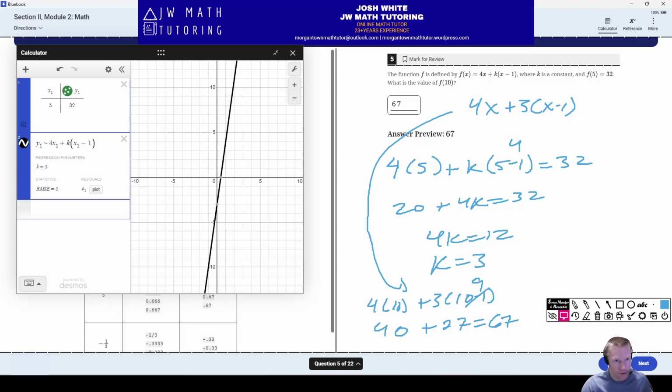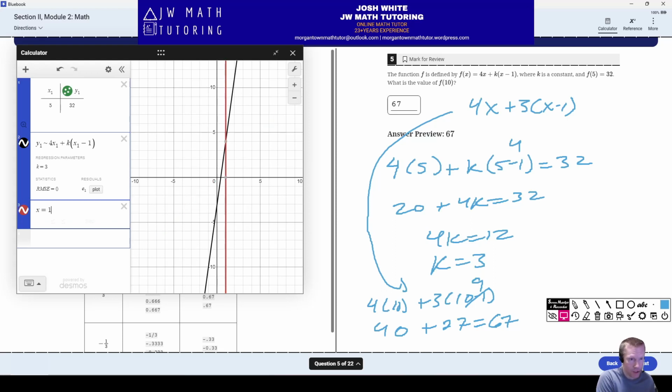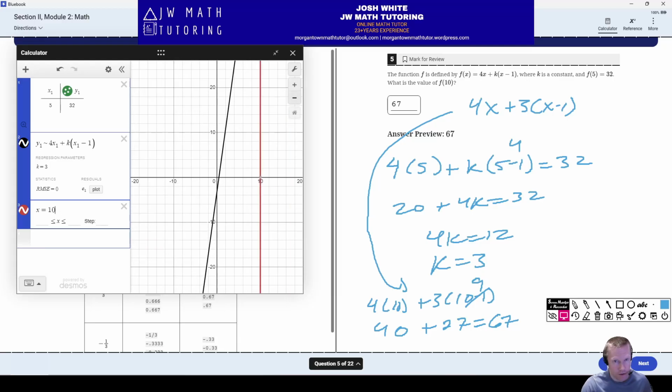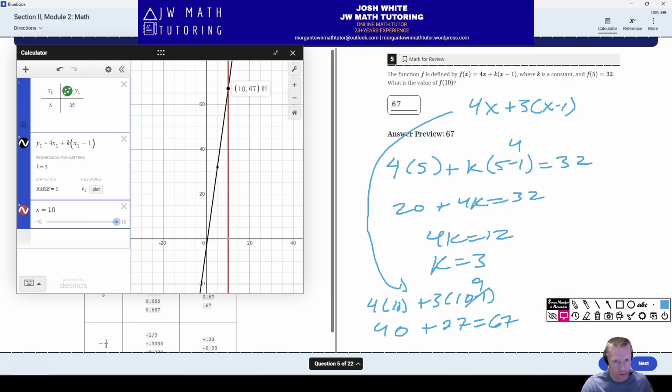There we go. So I just typed in exactly the same equation that we're given. It's just replace f of x with y1, replace x with x1. It gives me a k value of 3. So now, there are multiple ways to do this. You could type x equals 10, and then we could zoom out and see where they intersect. Right there, 67, that's our answer.